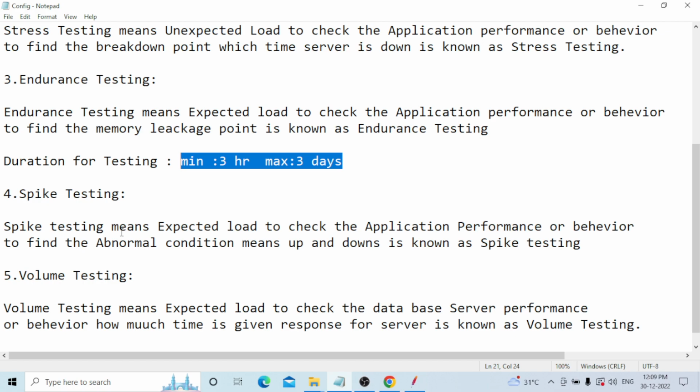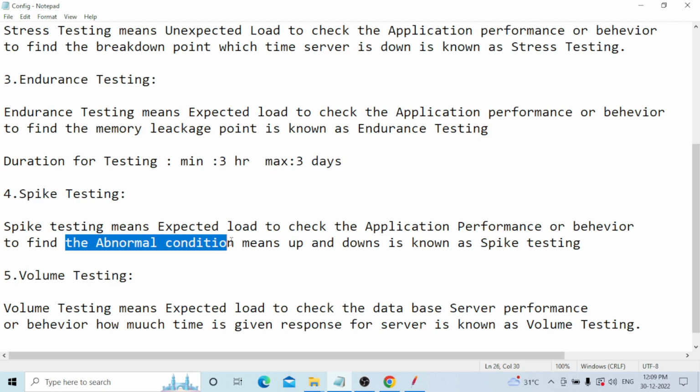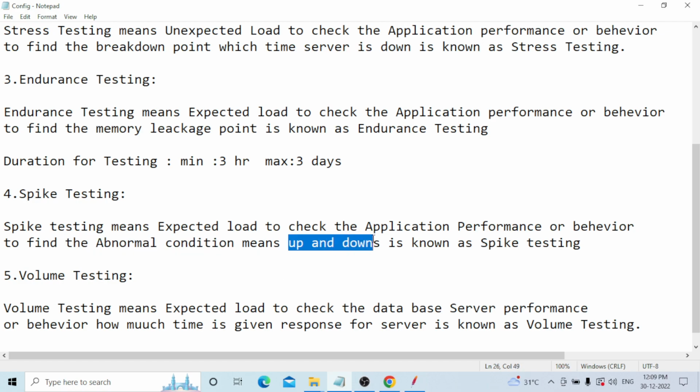And you need to check all the logs, and suggest to the development team. Based on that they will proceed to the next level. Otherwise you need to work with the admin team also. In spike testing you need to find out only the abnormal condition behavior. Ups and downs are the same thing.